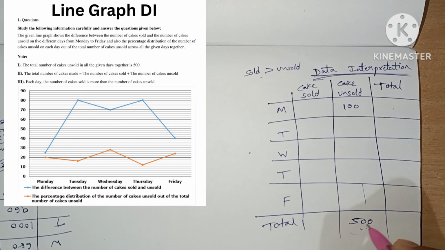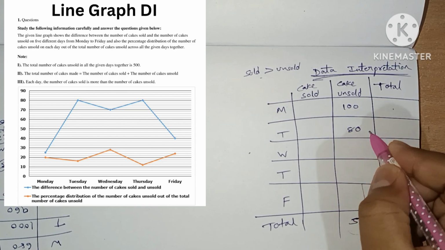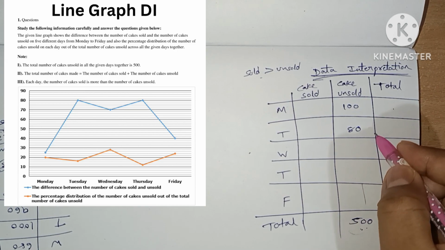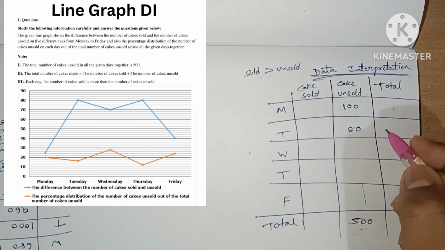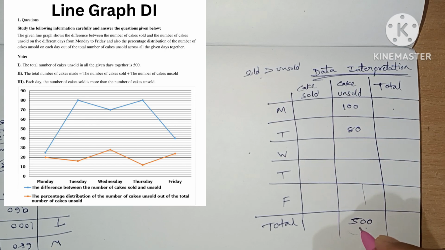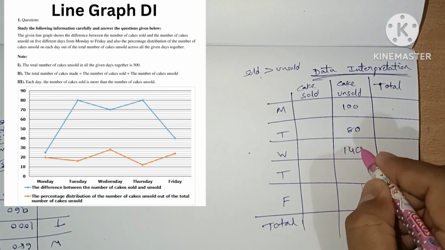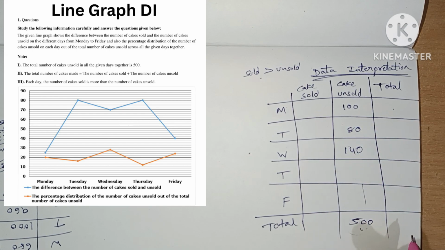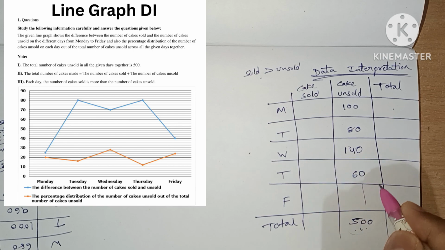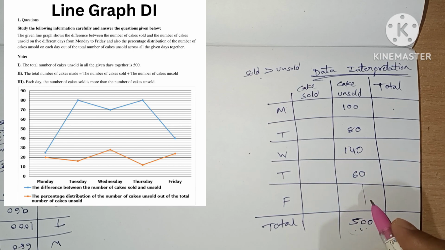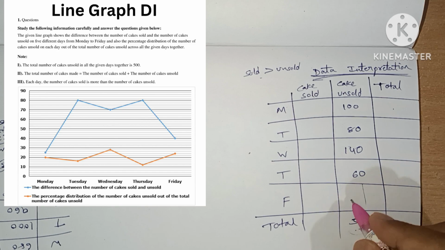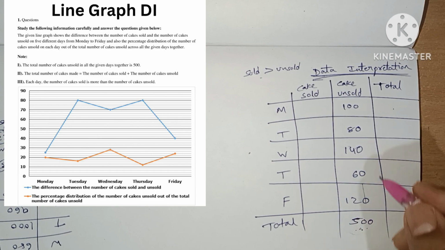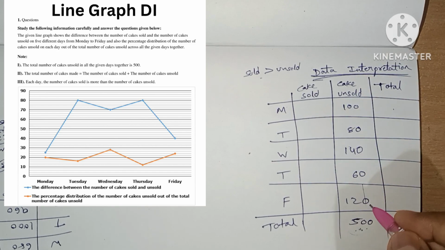16% of 500, which will be 80. Next one is 28% of 500, which will be 28 times 5, 140. Next one is 12% of 500, which will be 60. Last one is 24% of 500, which will be 120. So these are the unsold cakes.